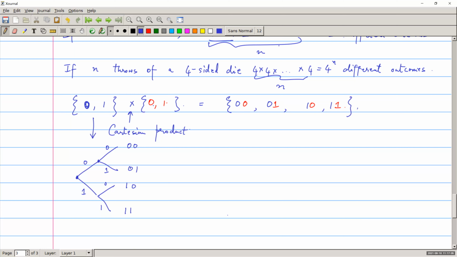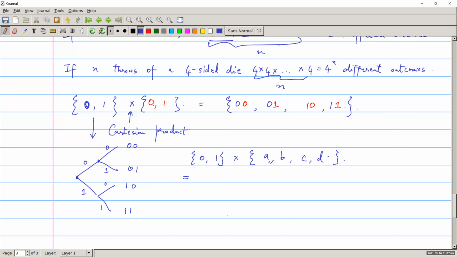So the Cartesian product is the set I get by concatenating every element of the first set with every possible element of the second set. So all possible concatenations. If I took, for example, the Cartesian product of 0 1 with 1 2 3 4, what do I get? What's the size of the Cartesian product? 8. Very good. Let's call this ABCD so I can write it easier.